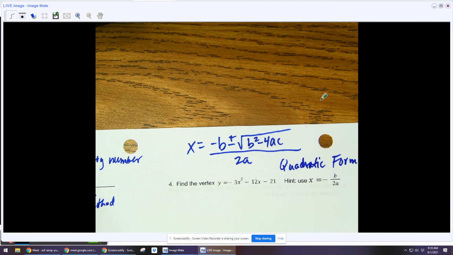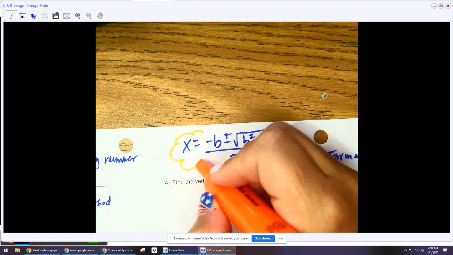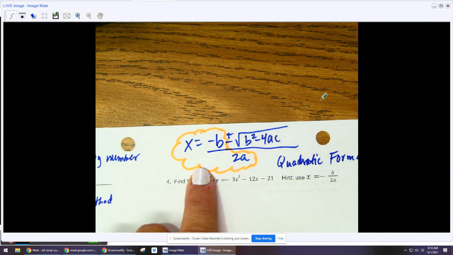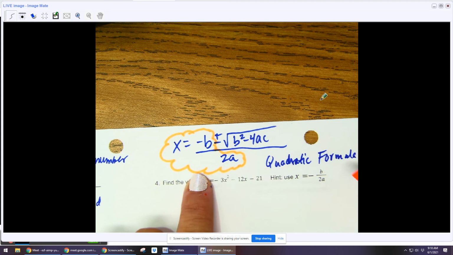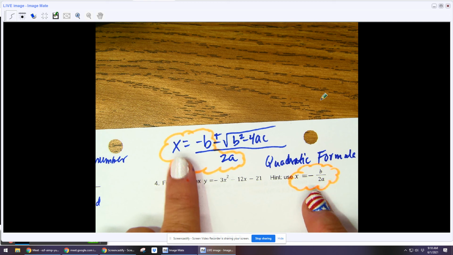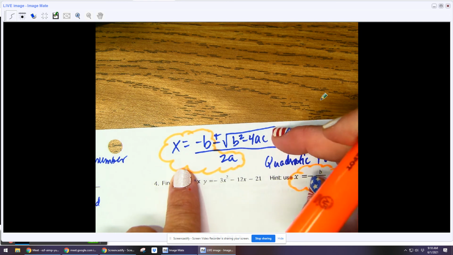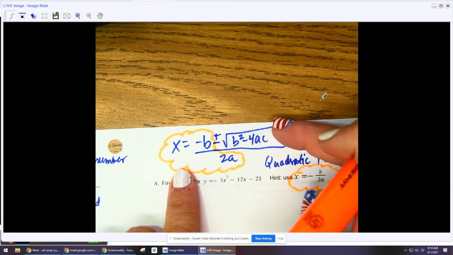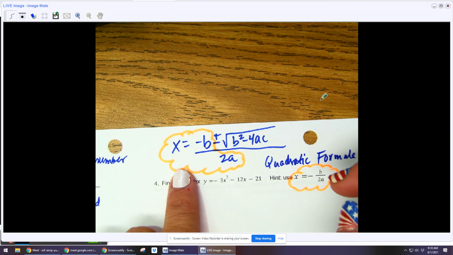This front part is the equation of the line of symmetry and is the x value of your vertex. So it says, hint, use this little vertex formula. And that comes from the quadratic. The back part is your discriminant. It tells you how many solutions. It's like a foreboding: how many solutions am I going to have?